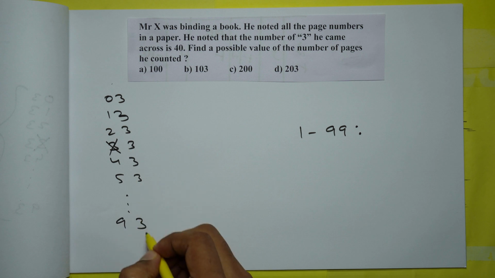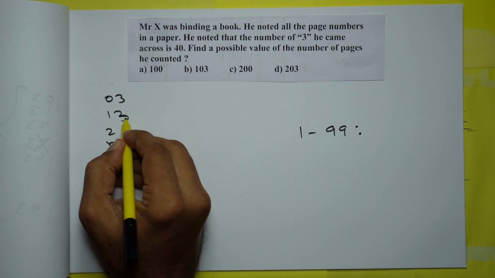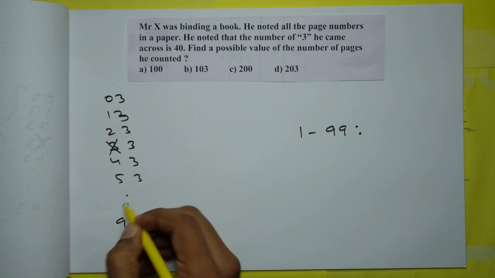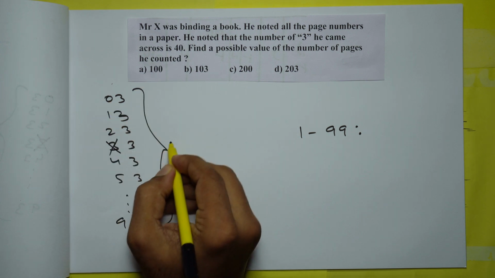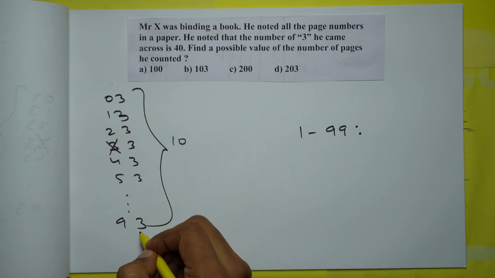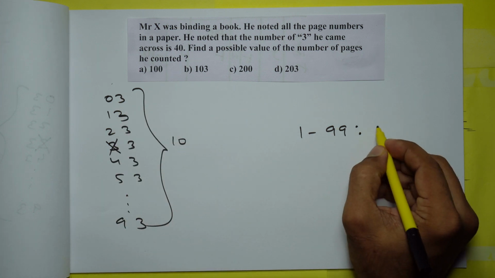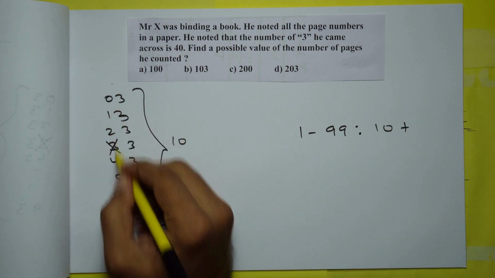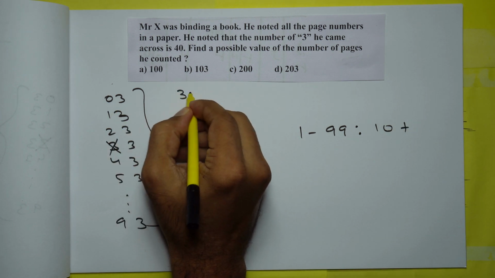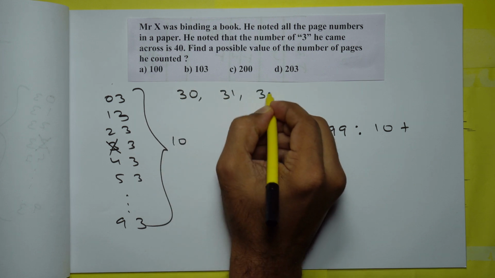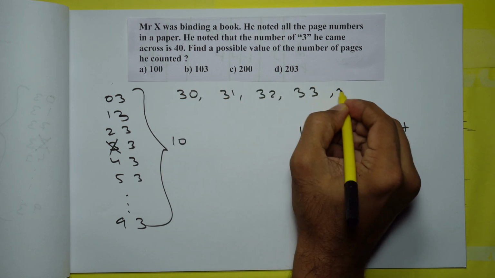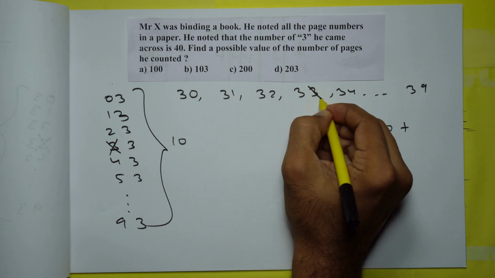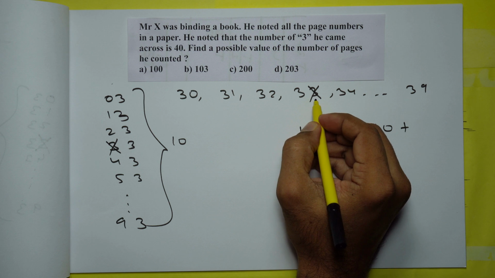So the number of 3's in the units place will be 03, 13, 23, 43, 53 up to 93. So 0 to 9, altogether 10 threes are there in the units place. Next we will find out the number of threes in the 10th place. So you have the numbers 30, 31, 32, 33, 34, so on up to 39. This 3 we will not consider because it is in the units place.